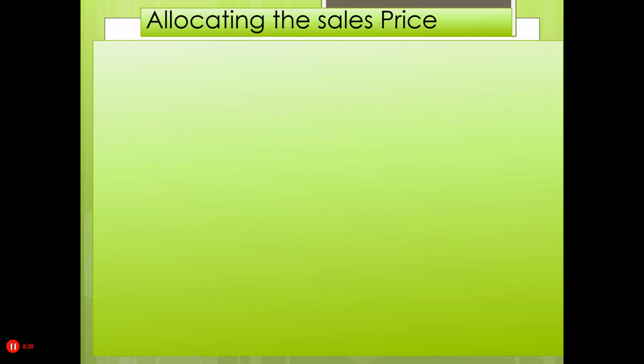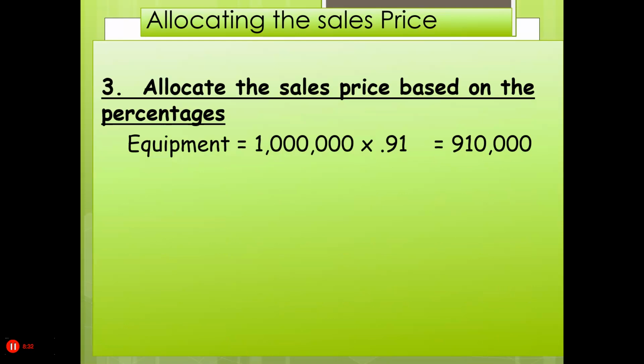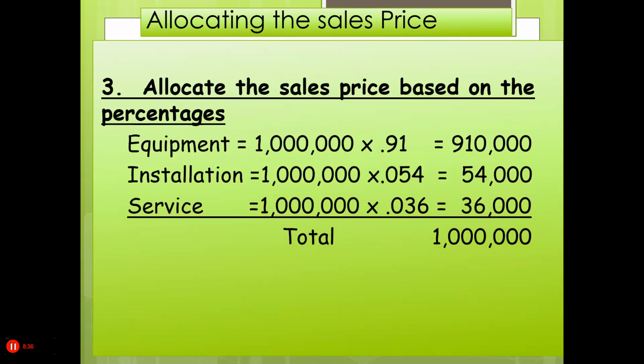Now, allocate the sales price based on the percentages. So, we're going to take the $1 million times each one of our percentages. Now, remember, this must always equal $1 million because that's the total sales price.